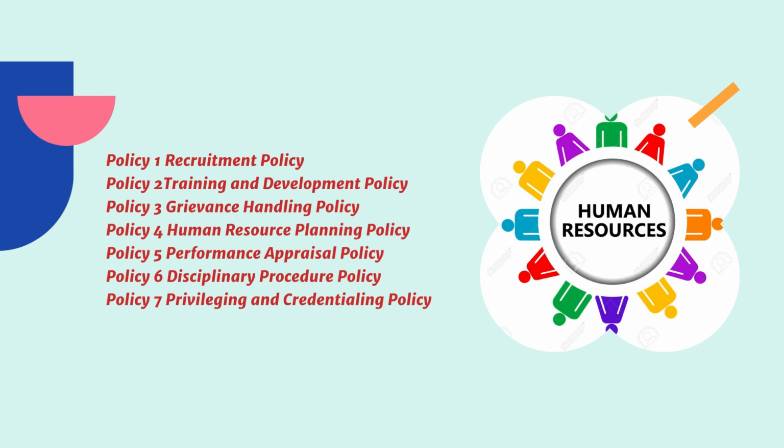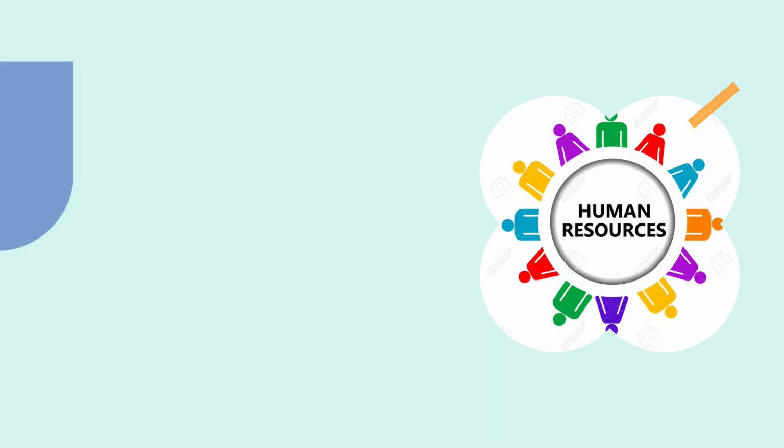Policy 5 is performance appraisal policy, as to check the performance of the staff in the hospital, how they are doing, whether they are doing well or not. Disciplinary procedure policy, as to how to maintain the discipline in the hospital. Then privileging and credentialing policy, as to check the privileges of the staff in the hospital and their credentials, what they have done in their education.